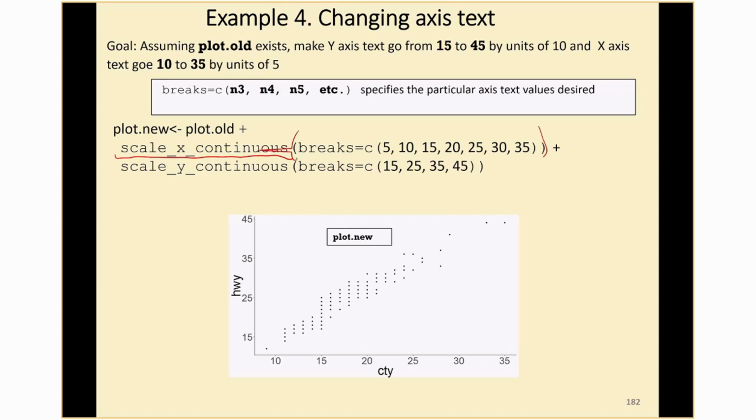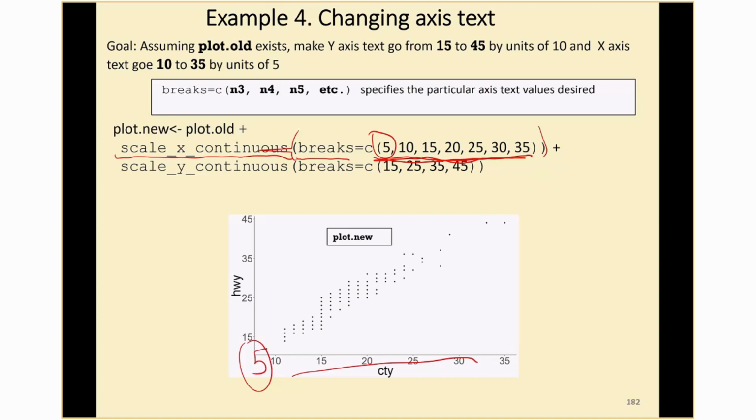Then the keyword is breaks equals, then I specify a vector. And the vector contains the numbers that I want to appear on the x-axis, and they're shown down here. Now, one thing you might wonder is, okay, there's a 5 shown here, but there's no 5 shown here. The reason for that is that the data actually begins at a number considerably larger than 5. So the 5 is not going to appear there.